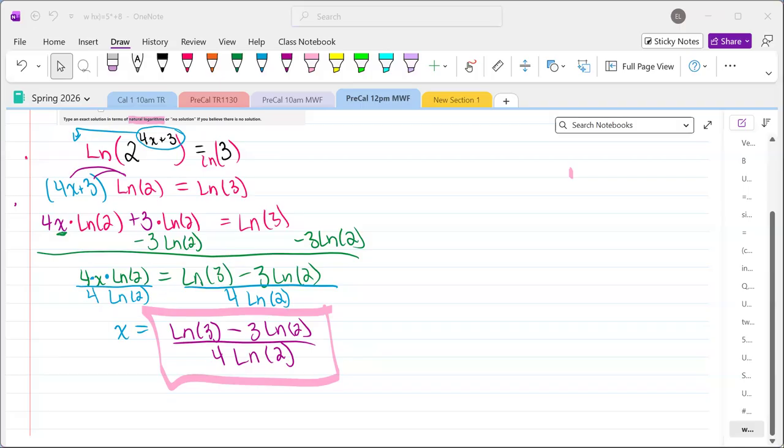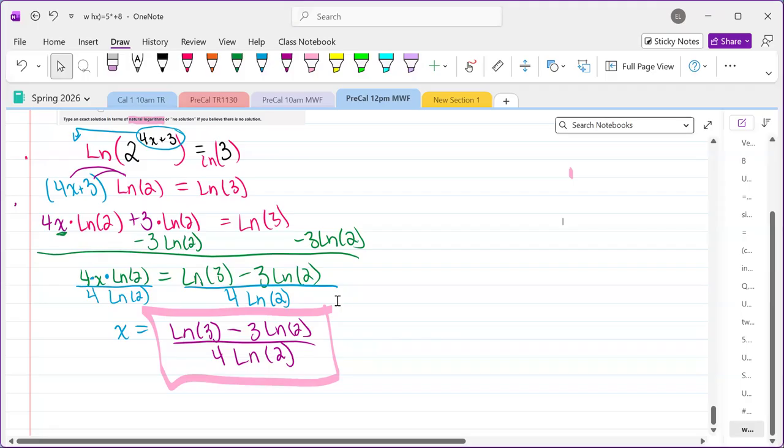Go for it. What if the negative 3 ln 2 was in front, we still couldn't cancel? We still couldn't cancel. We'd have to be able to factor natural log of 2 out of the whole top. Ah, okay. So it'd have to be part of both.